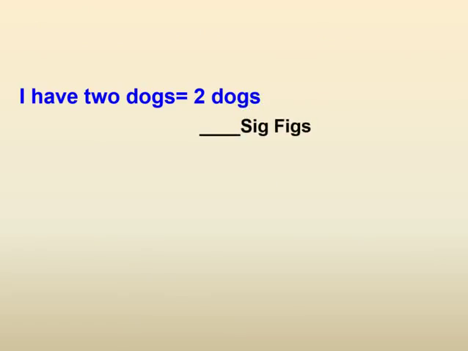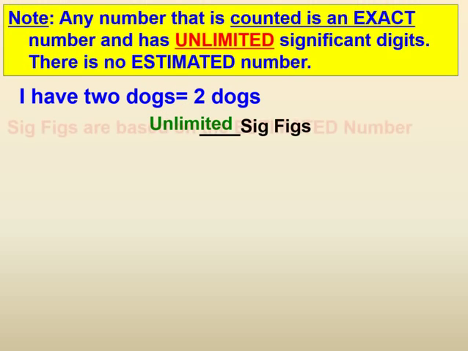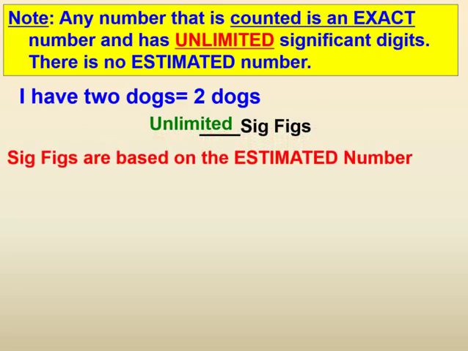Now, let's talk about something a little bit different. I have 2 dogs. How many significant figures are present in the statement 2 dogs? It's not one significant figure. It's actually an unlimited number of significant figures. Note, any number that is counted as an exact number has unlimited significant figures. There is no estimated number.